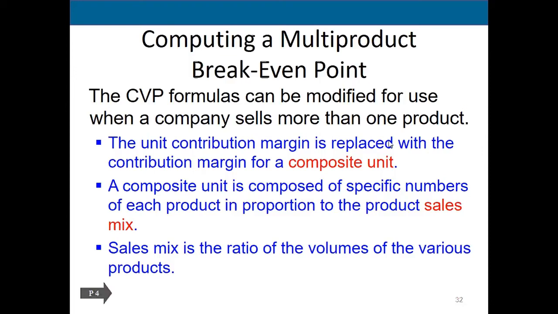But not only that, how do you ever account for the fact that you sell more of item A than you do of item B, and maybe you sell even more of C? So there's a way that we can compute multi-product break-even. We modify it to its composite unit based on its sales mix. So we're going to find the contribution margin for a composite unit, and then we're going to multiply that back out by the sales mix. Sales mix is just the ratio of volumes of the different products.